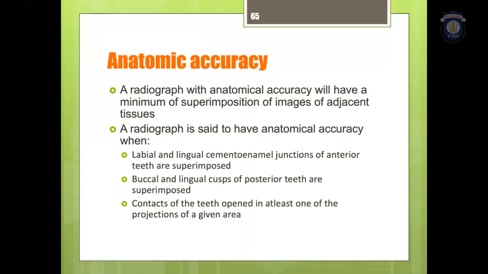The second last characteristic is anatomic accuracy. A radiograph with anatomical accuracy will have a minimum of superimposition of images of adjacent tissues. A radiograph is said to have anatomical accuracy when labial and lingual semienamel junctions of anterior teeth are superimposed, buccal and lingual cusps of posterior teeth are superimposed, and contacts of the teeth are open in at least one of the projections of a given area.